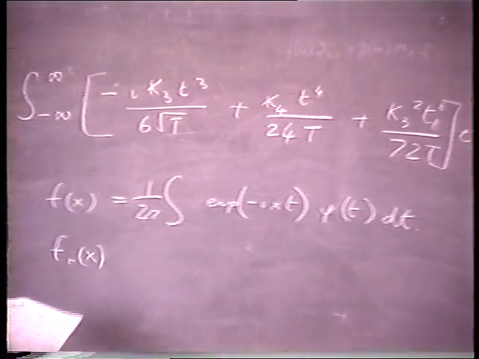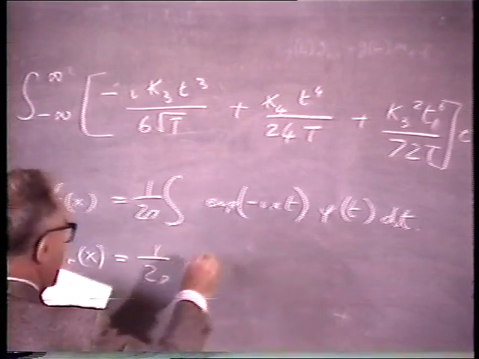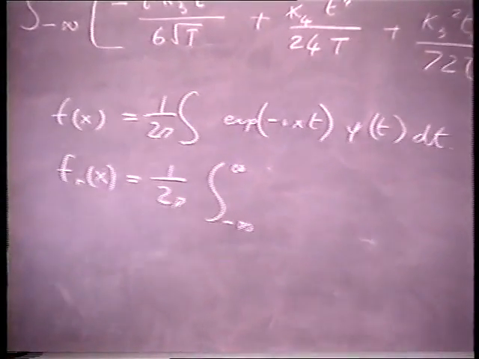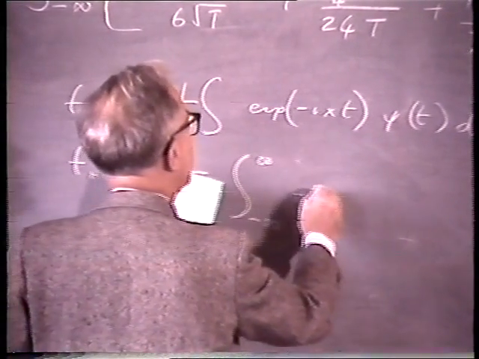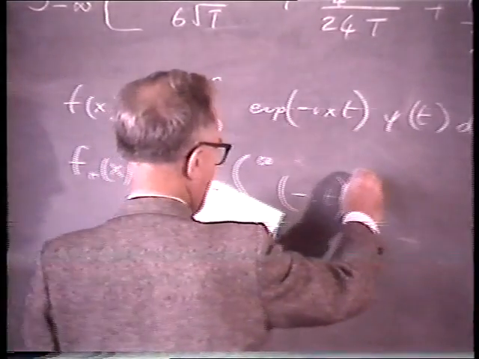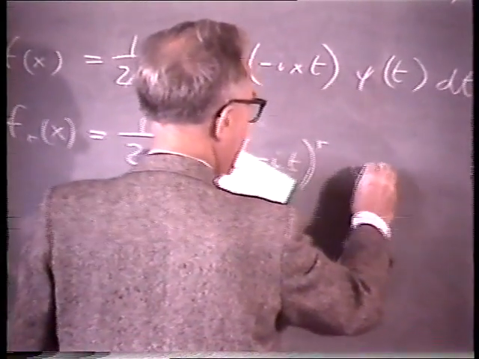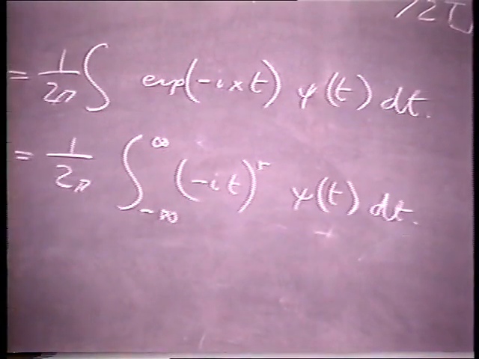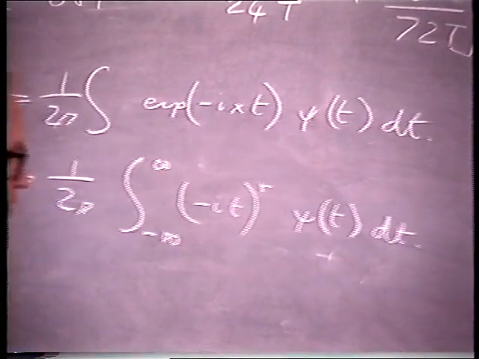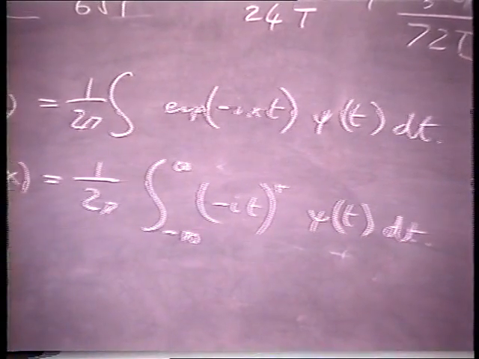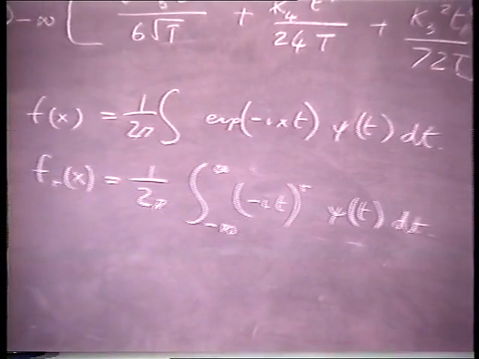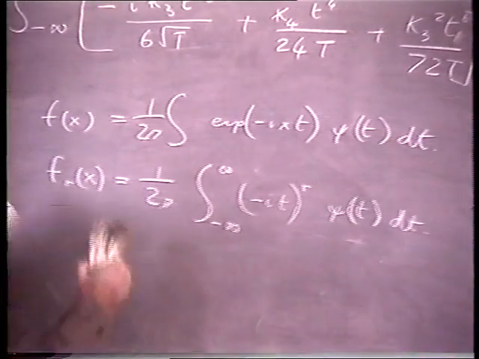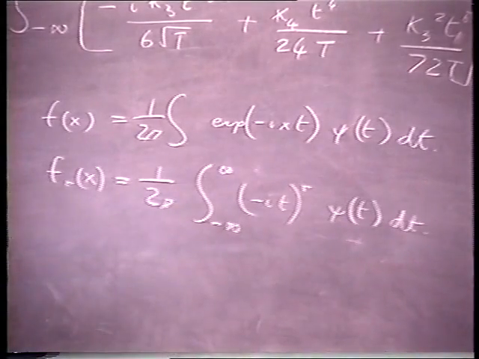of f x, we are going to get 1 upon 2 pi integral from minus infinity to infinity, and each time we differentiate this with respect to x, all we get is an extra factor minus i t. So we're just going to get minus i t to the r psi t dt. So that these integrands with the extra powers of t in them just correspond to the various derivatives of the probability density function.